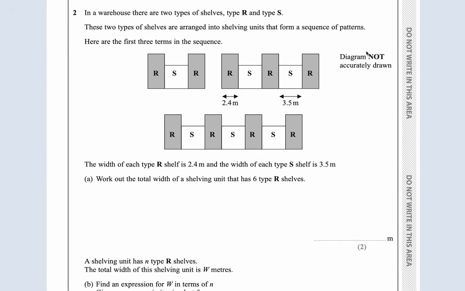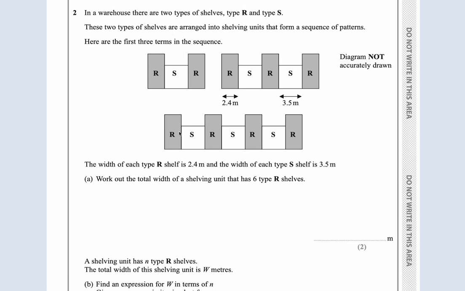Question 2. In a warehouse, there are 2 types of shelves, type R and type S. These 2 types of shelves are arranged into shelving units that form a sequence of patterns. Here are the first 3 terms. The width of each R shelf is 2.4, that's given, and each S is 3.5. Work out the total width of a shelving unit that has 6 type R shelves.